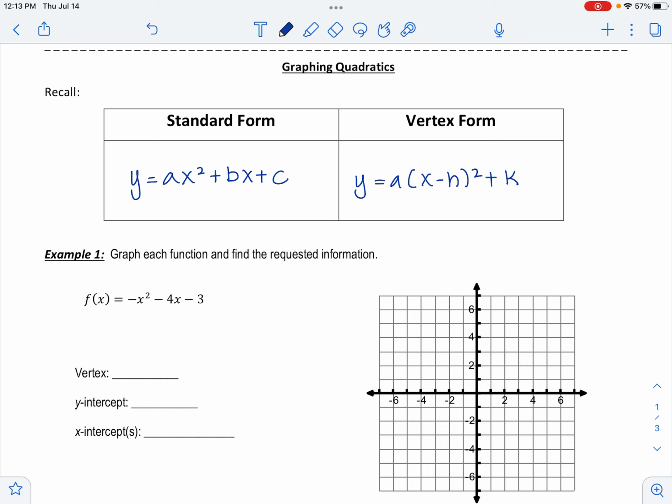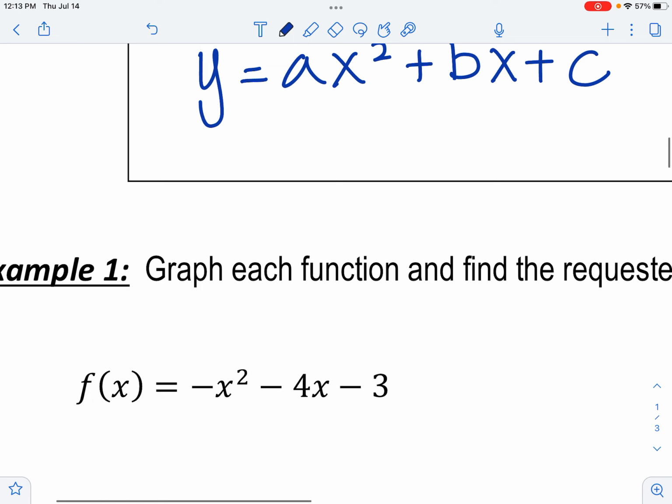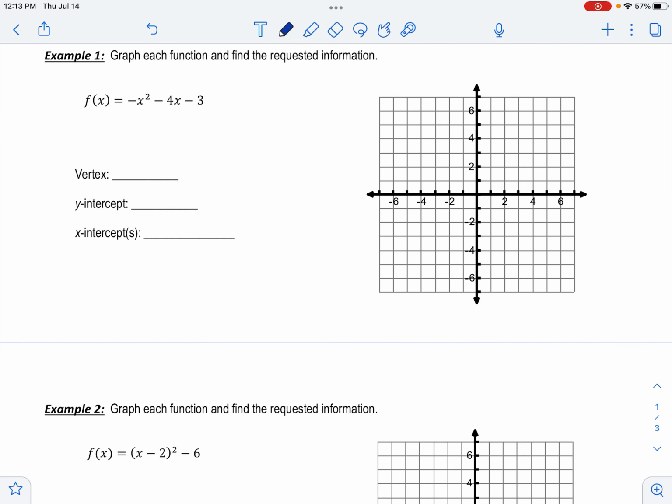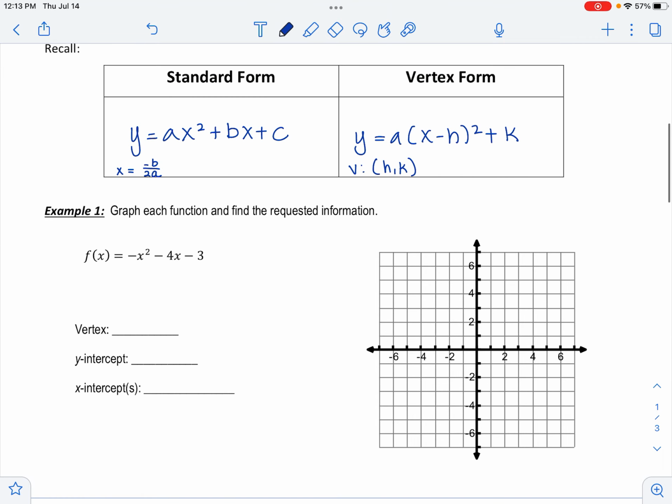So on vertex form, h,k is your vertex, h comma k. And for standard form, to find your vertex, we are going to find the x value first by using the equation, the opposite of b over 2 times a. Okay, so let's look at this first example here. Graph each function and then find the requested information. So our function is f of x equals negative x squared minus 4x minus 3. If you look at this, this is in standard form.